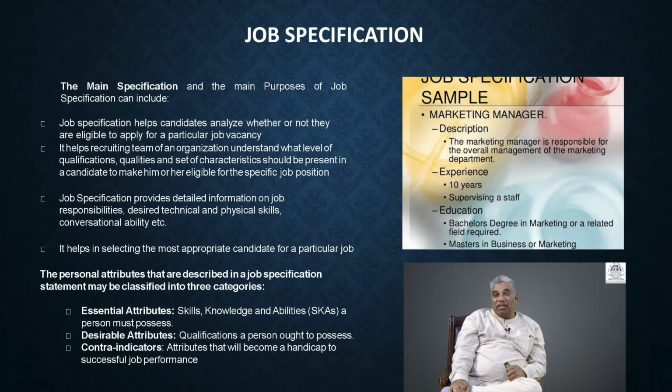This particular experience of being an active trade union member might help as a contra indicator, because if a person is taken, he might again indulge in union activities and he might seek time out, apply for job leave, and he may not be present in the job as required. So, a contra indicator may be an indicator which is not favoring a person to get selected.